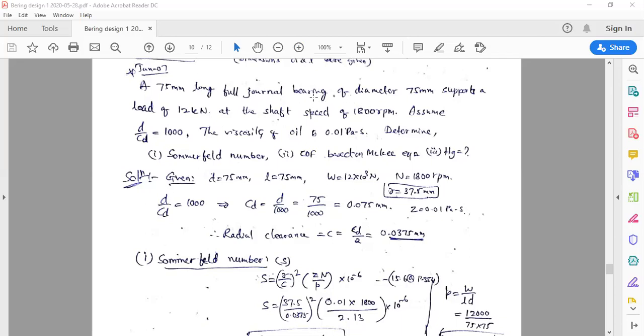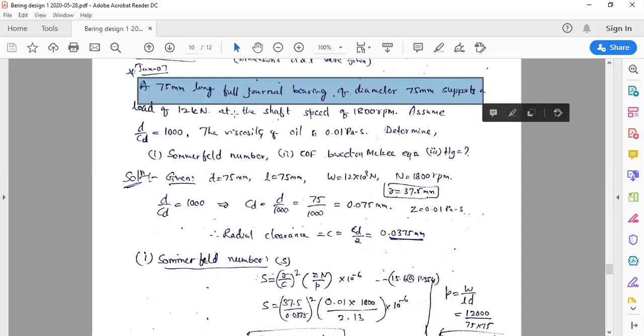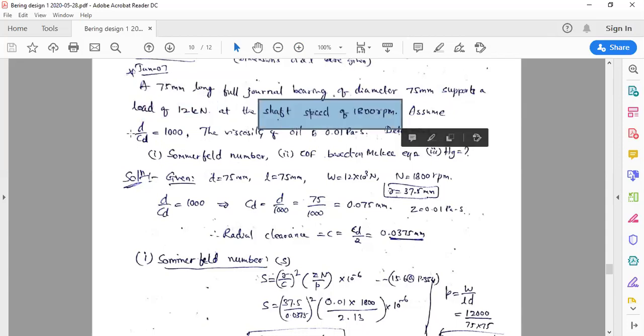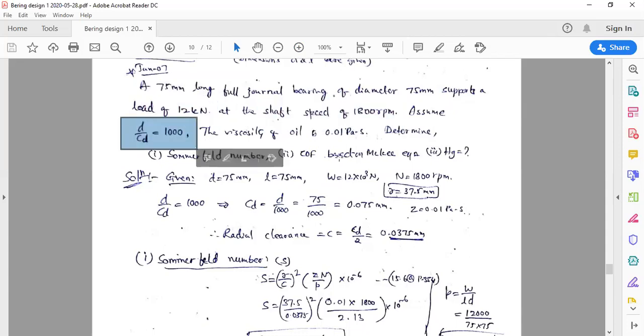This is another kind of problem. A 75 mm long full journal bearing: the length and diameter of the bearing and journal are the same, the diameter being 75 mm. The load acting on the bearing is 12 kilonewton, and the shaft speed is 1800 rpm. Assume the ratio of diameter to diametral clearance, D by Cd, is 1000, and the viscosity of the oil is also given.